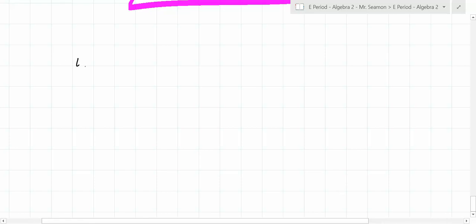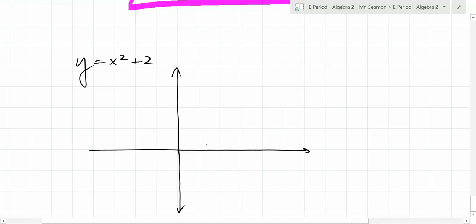So, for example, what does this look like? y equals x squared plus 2. What shape is that? We literally have spent 3 weeks looking at these. What shape is that? Parabola. It is not a line. It is a parabola. That is correct. What is the y-intercept? 2. So let's say that's 2. It looks kind of like this, right?